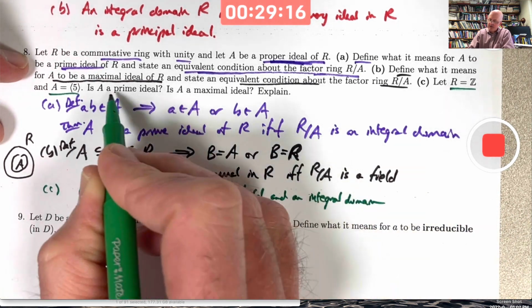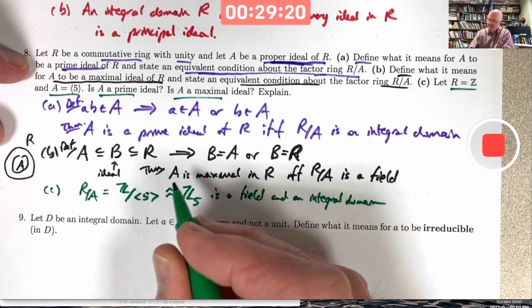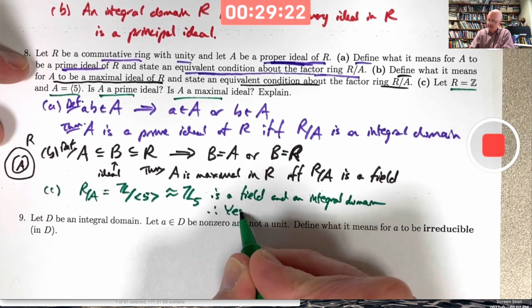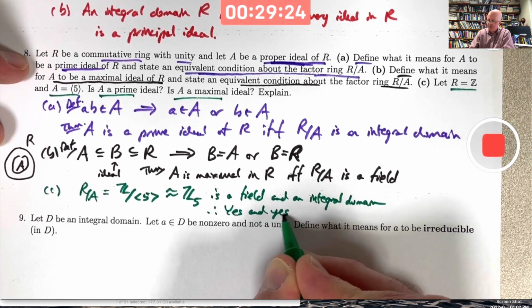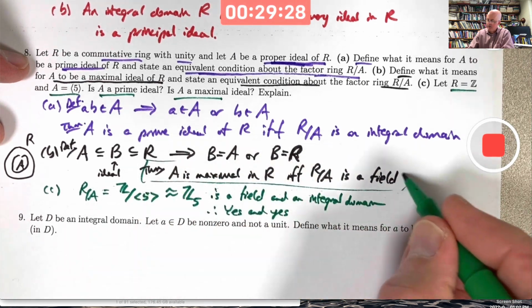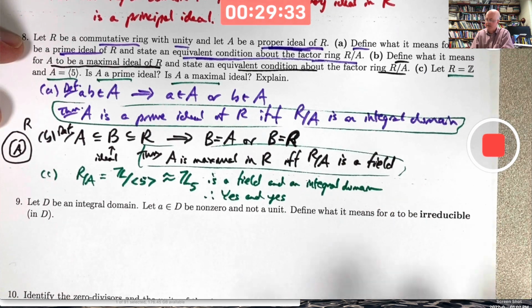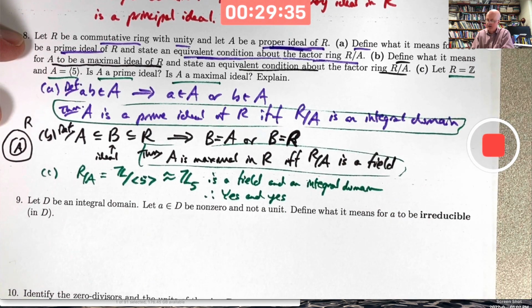And therefore, the answer to these questions, is A prime, is A maximal, is yes and yes. That's the explanation based on the theorem that is essentially, well, right there, two theorems, this one and this one. Okay, and the fact that every field is an integral domain.